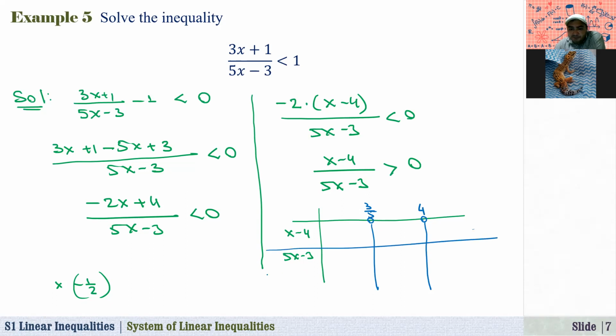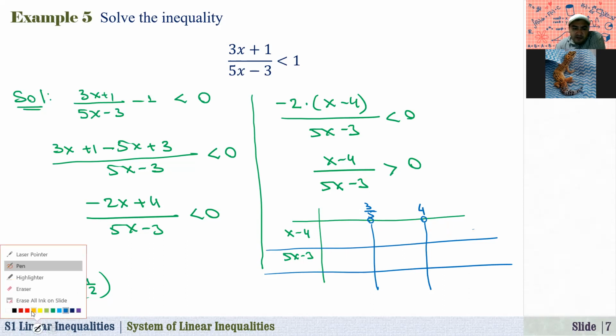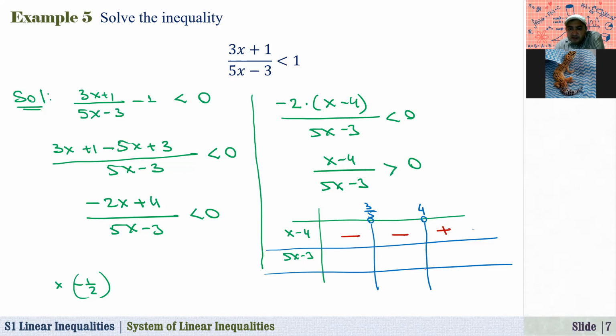Now for the first one, x minus 4 to the right of 4 is positive. So here we have plus, and to the left it is minus. How about 5x minus 3 to the right of 3 over 5? It is positive. So it is positive, positive, here negative. Now how about their result right here? Minus minus, because we are dividing. Minus divided by minus is plus. And minus divided by plus is minus. And plus plus is plus again. So that means in this interval our fraction is positive, and in this interval our fraction is positive.